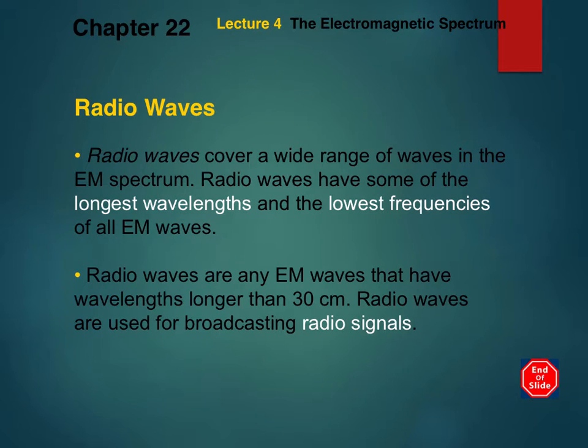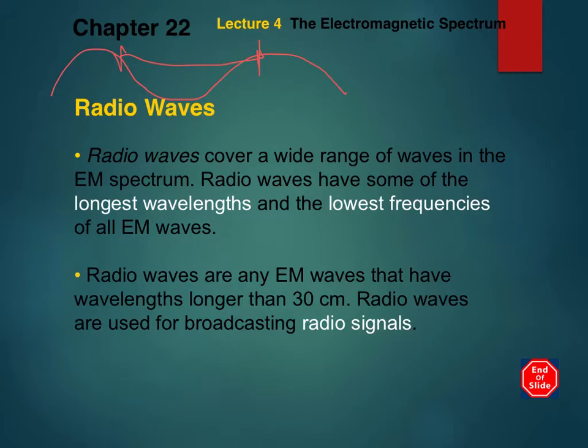So the first type of wave on the electromagnetic spectrum we're going to talk about are radio waves. If you look at that previous picture on the last slide, radio waves make up pretty much the longest part of the EM spectrum. They have some of the longest wavelengths and the lowest frequencies of all EM waves. So we think about them having long wavelengths, so there's a long distance between the crests of each of these waves, okay? And they have low frequencies, meaning there's fewer crests in the stretch of radio waves.